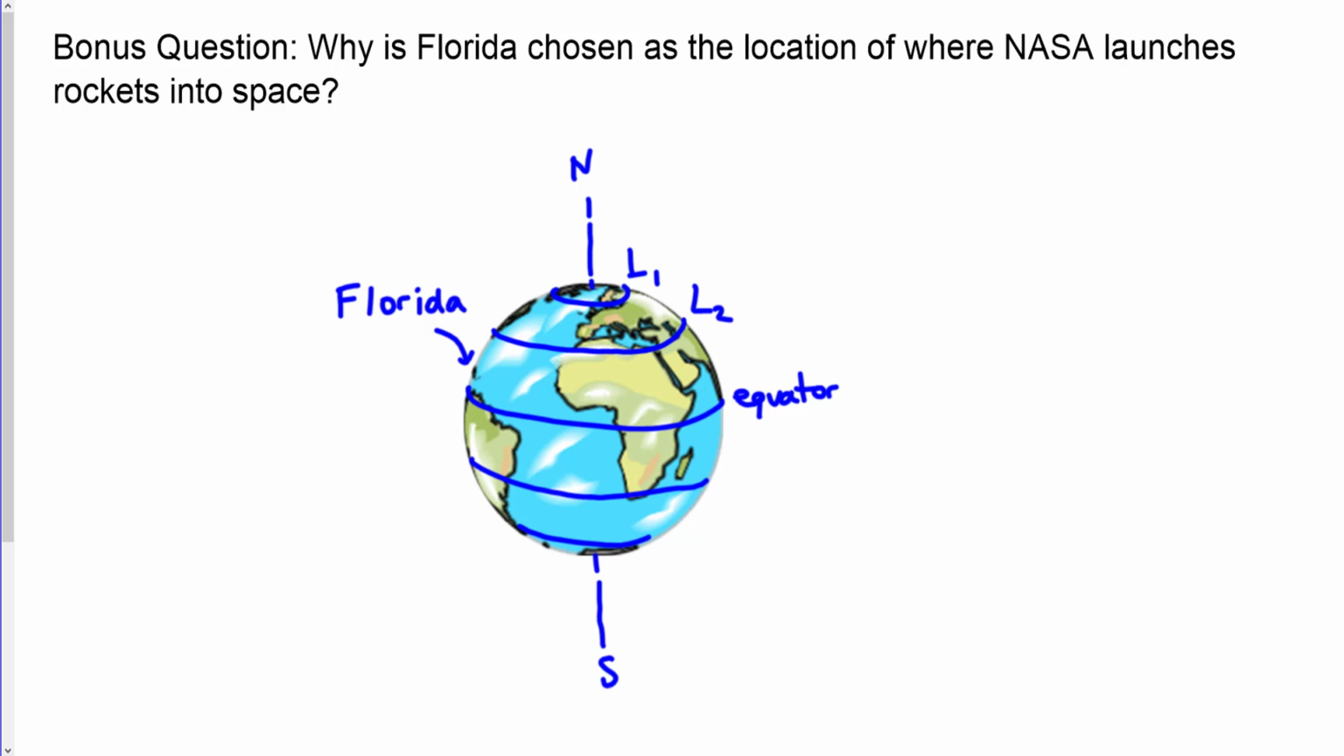that's a great big help. And it wouldn't make a whole lot of sense to use a point near the North Pole or the South Pole because you just wouldn't get that boost to start with. So that's a pretty cool application of angular velocity, I think.